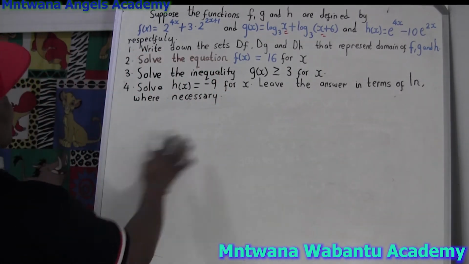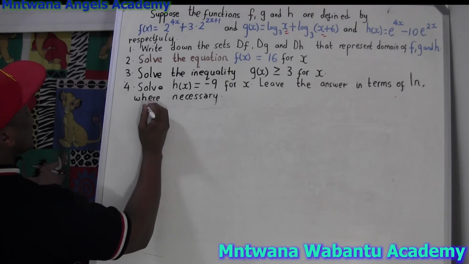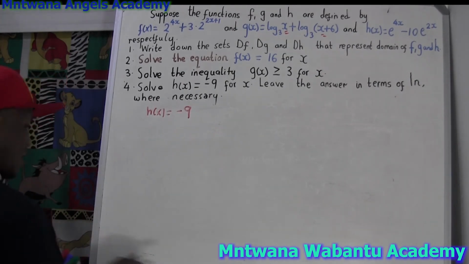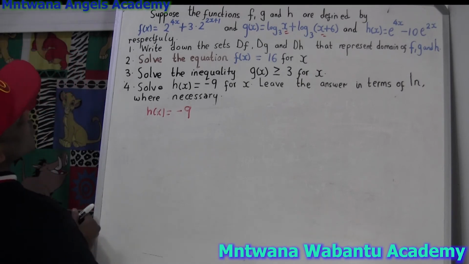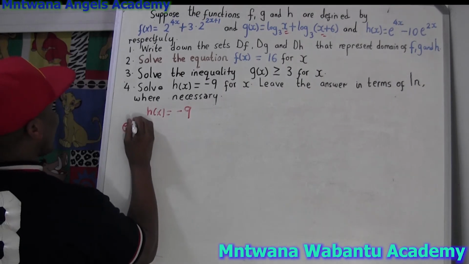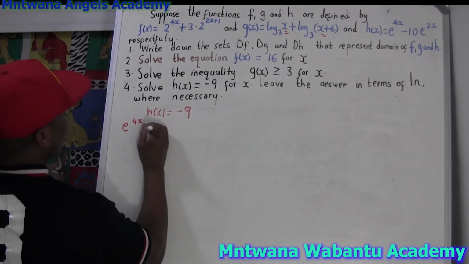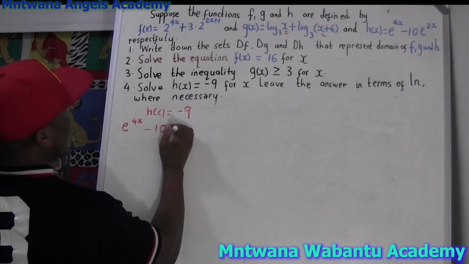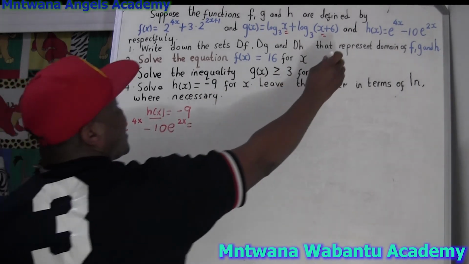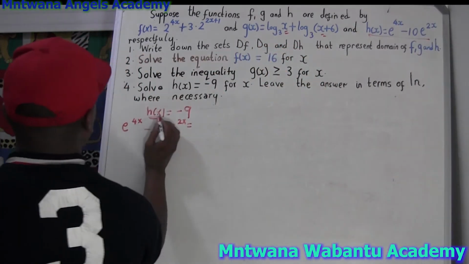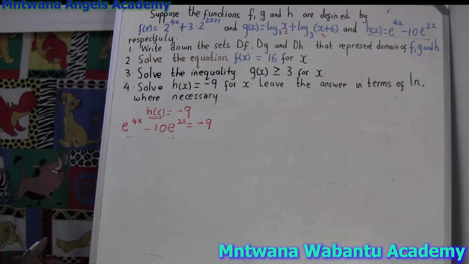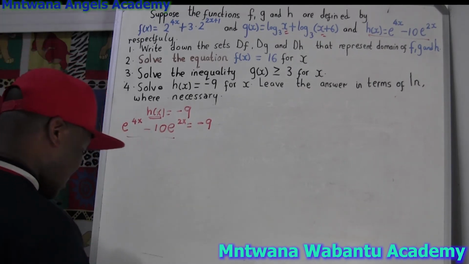Okay, cool. Now for the last one, they say h of x equals -9. We know h of x is an exponential function, which is e to the 4x, minus 10 times e to the 2x. Instead of h of x, we replace it with this, and then equal to -9. So don't you see this is similar to what we just did?